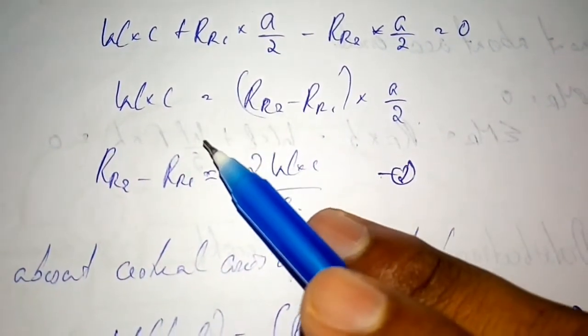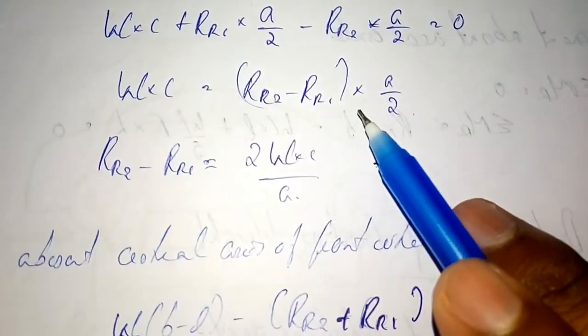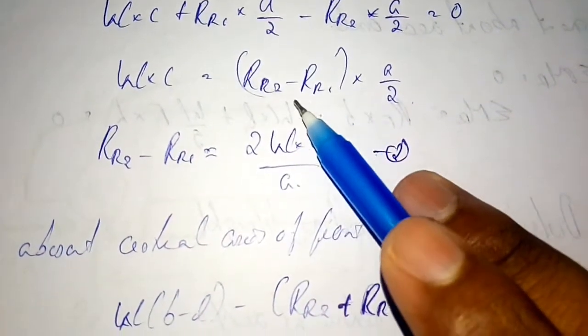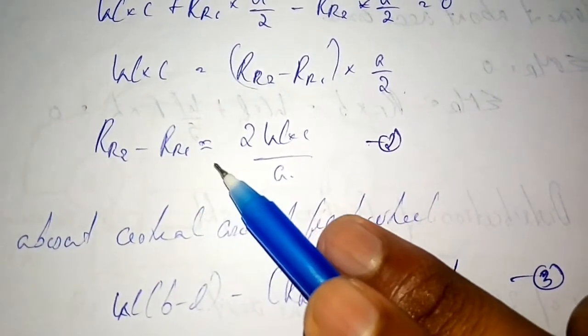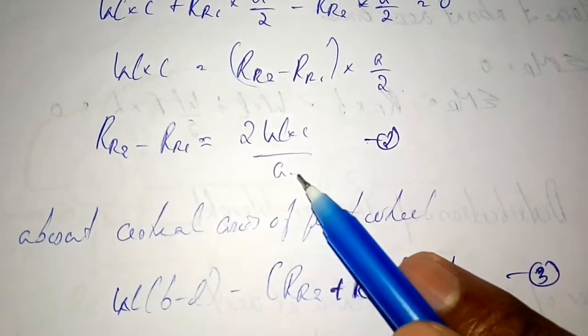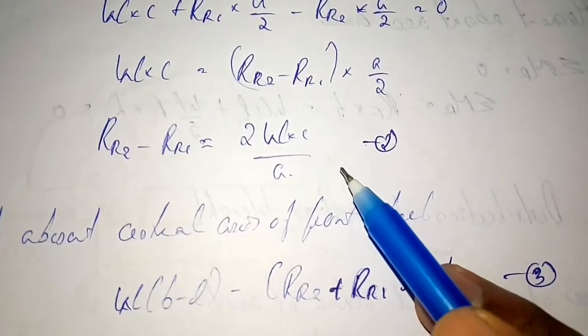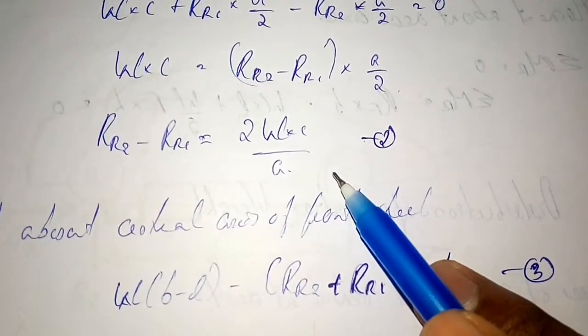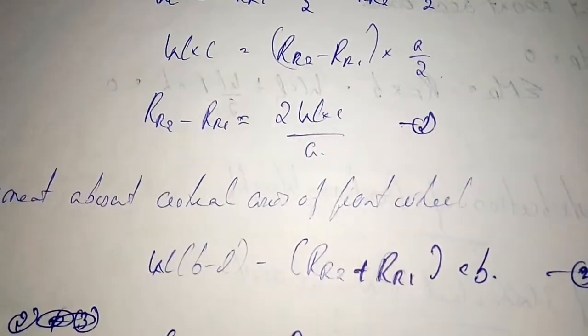Because it is at equilibrium, we can write WC equal to (RR2 minus RR1) into A by 2. From here we are taking the reactions on the left hand side, so RR2 minus RR1 is equal to 2WC by A. We are putting this as equation number 2, because equation number 1 we have already found for RF, which is WL by B.